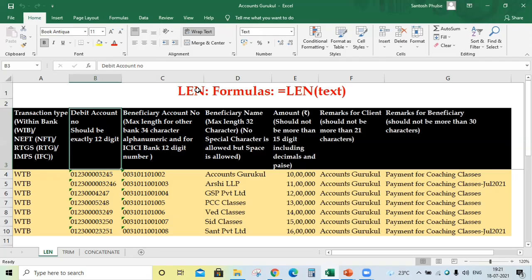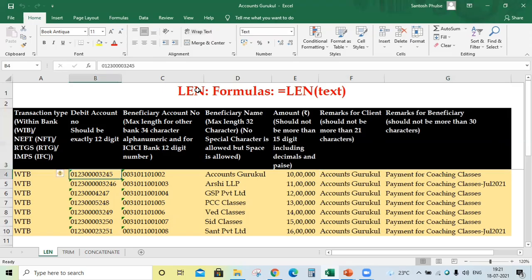If it's more than that, when you upload that file at the bank portal, it's going to throw an error. So to avoid that, it's essential to validate that these numbers are within the restriction, or less than or equal to what the bank asked of us. Similarly, for the beneficiary name, the length is 32 characters. The amount is not greater than 15 digits. The remarks column is not more than 21 characters, and remarks for beneficiary is not more than 30 characters.